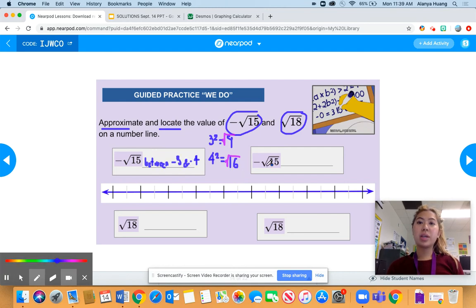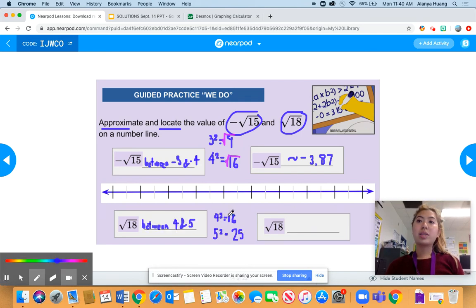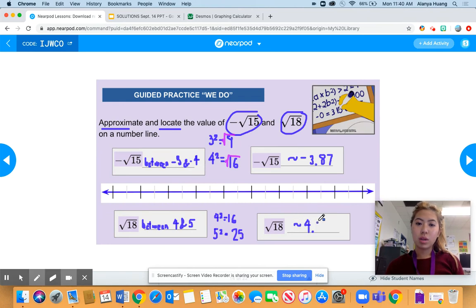According to the Desmos calculator, negative square root of 15 is about -3.87. Then for square root of 18, 4 squared is 16, 5 squared is 25. So square root of 18 is in between 4 and 5. According to the calculator, it's about 4.24. So we've approximated the values of the square roots, and now we have to locate them on the number line.